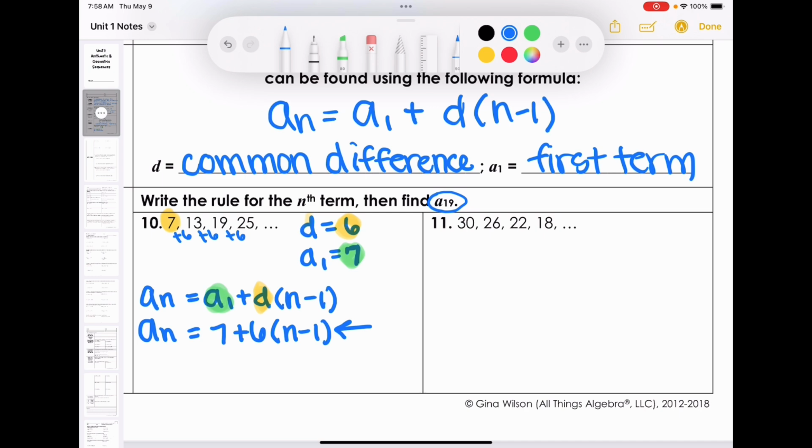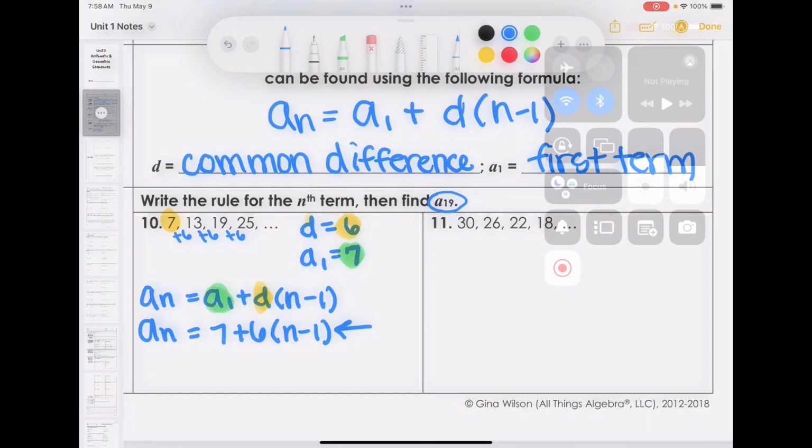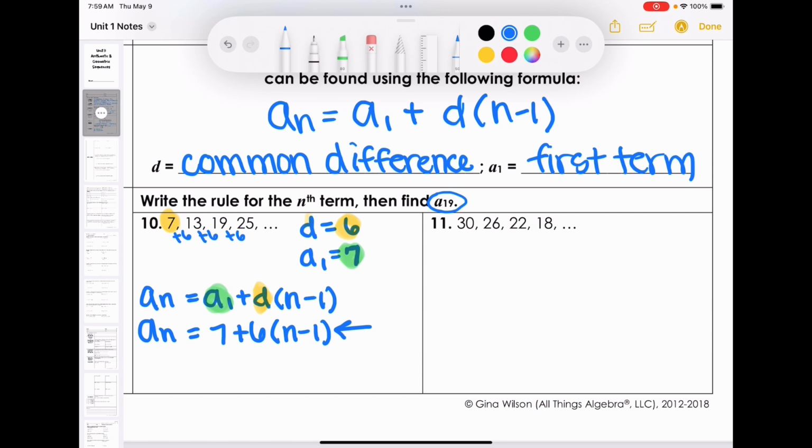So this would be our arithmetic sequence formula for this sequence. So now we want to find the 19th term of the sequence. So I'm going to change all of the n values to 19.